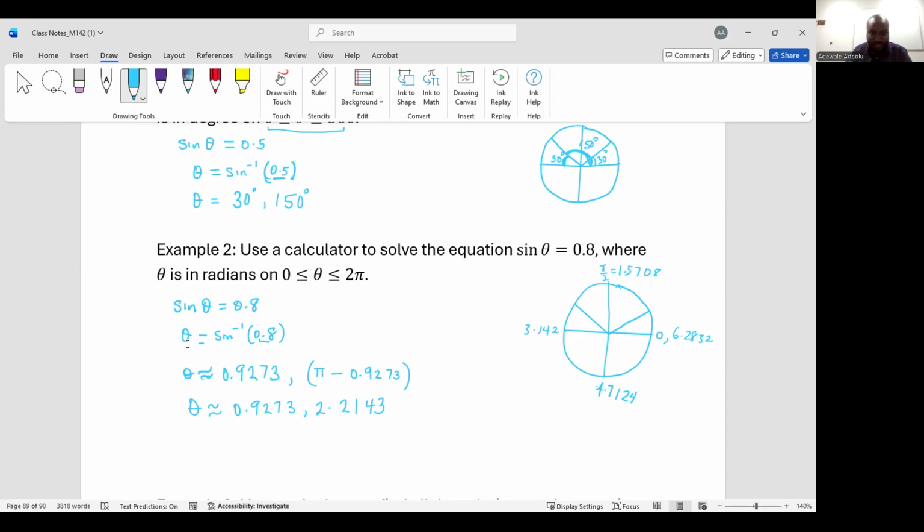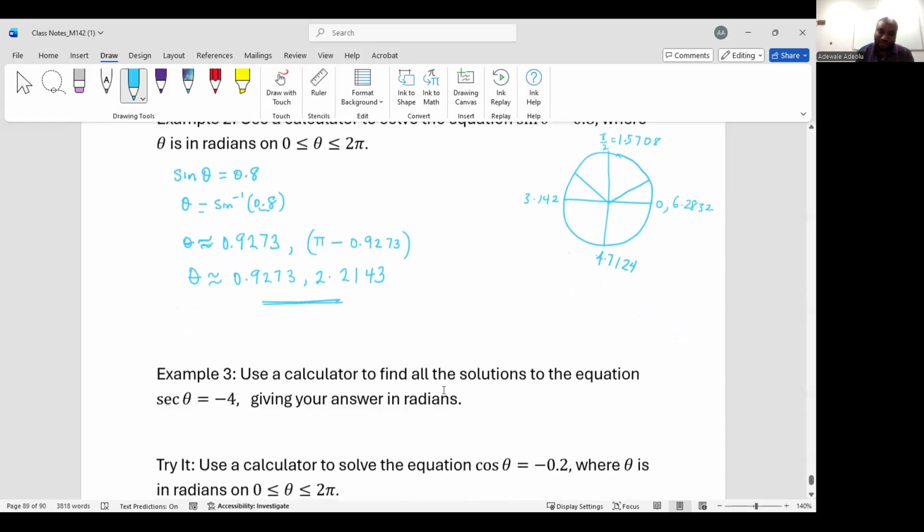Let us try to cross-check. Let us find sine of 2.2143. I have 0.7999, so that is 0.8 approximately. So we are correct. Yeah, I know it is tricky to use a calculator, and that is because the calculator only gives us one.